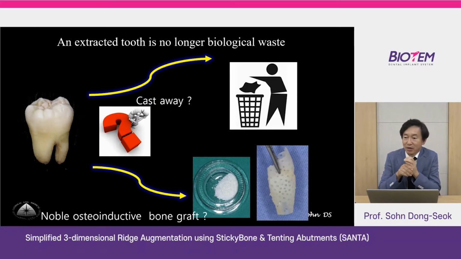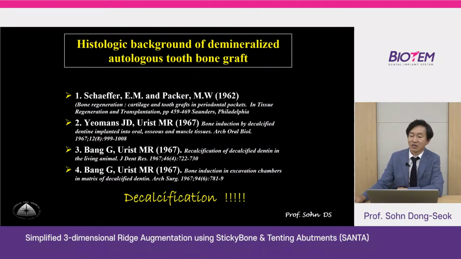Would you like to cast away the patient's extracted teeth to the garbage, or would you like to make a novel osteoinductive bone graft after extraction? An extracted tooth is no longer biological waste, so you can make particulate osteoinductive graft material, or you can make osteoinductive block bone or ring bone at chairside. According to several publications, tooth bone should be decalcified before using it to accelerate bone regeneration with released diverse growth factors. If you do not decalcify the tooth bone enough, the growth factors inside the dentinal tubules cannot be released.